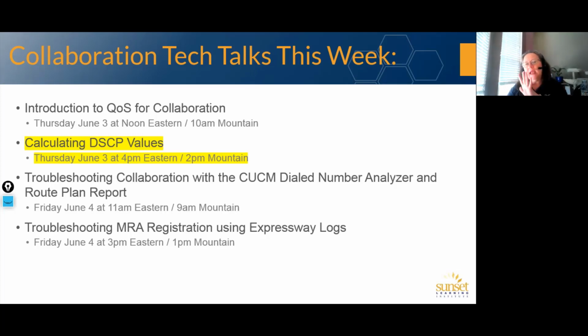I'm going to have a Jabber client off-prem that is going to register via MRA back to Call Manager. And there are going to be a series of problems with this registration. We are going to look at where to look to troubleshoot. When I see this, what does it mean? If I don't see something here, what does it mean? So that's where we're going.